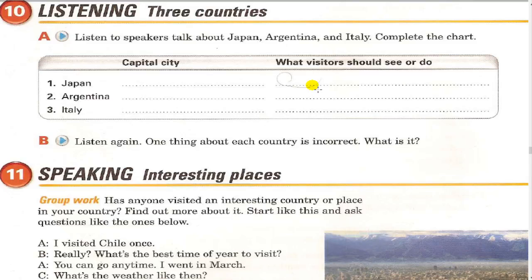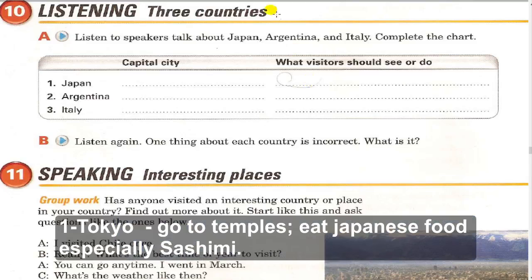Number 1. Japan. What's the capital of Japan? Capital, Egypt. Cairo is the capital of Egypt. Japan. The capital is Tokyo. Tokyo is the capital of Japan. What visitors should see or do? Visitors should see Mount Everest. Go to temples. Eat Japanese food, especially sashimi. What's sashimi? Raw fish. Fish without cooking, like sushi. Again, the answer, Tokyo. Go to temples. Eat Japanese food, especially sashimi.